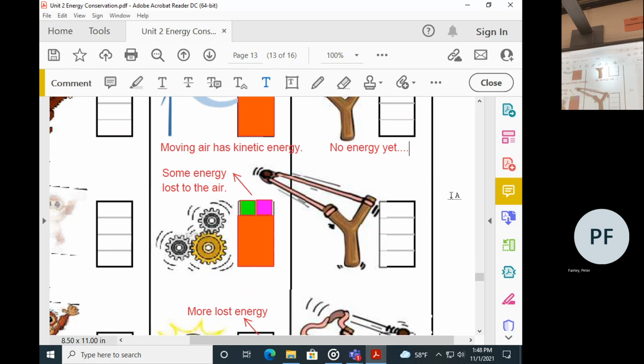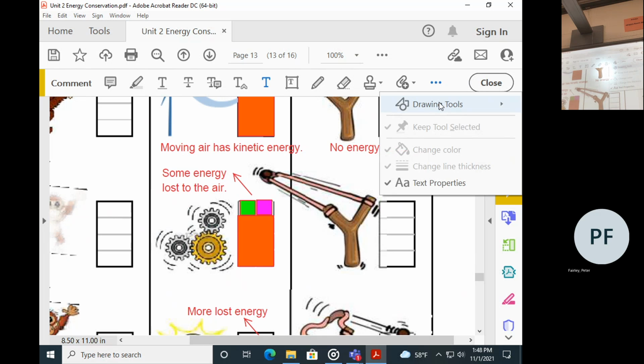Then, what kind of energy have I added here? Yeah. So I need a new color, it looks like. Oh, wait, did I have any elastic anywhere else? No, I didn't. So I need a new color.